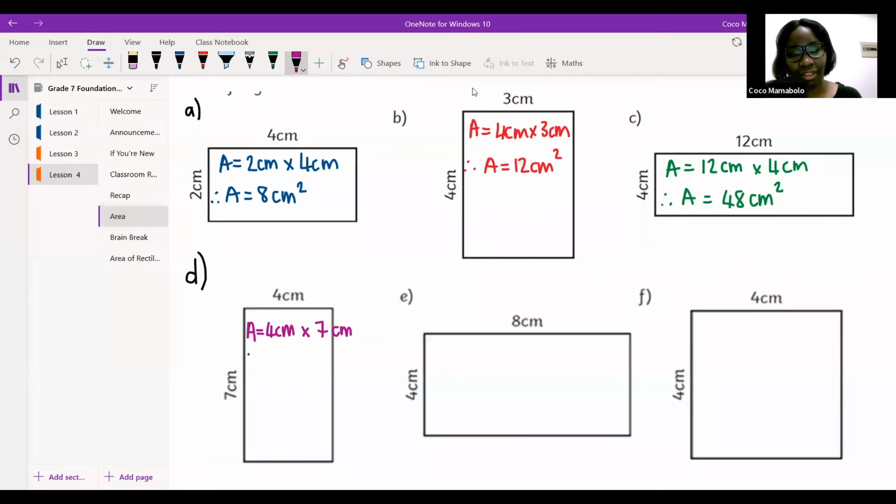Therefore, our answer is... Remember, say A, to write it exactly the way it's written. A equals... Therefore, A equals 28 centimeters. Just centimeters? Oh, squared. Squared, good. Don't forget the squared, Lingomso, so well done. Excellent stuff, well done. All right, Mivuyo, let's do the next one.